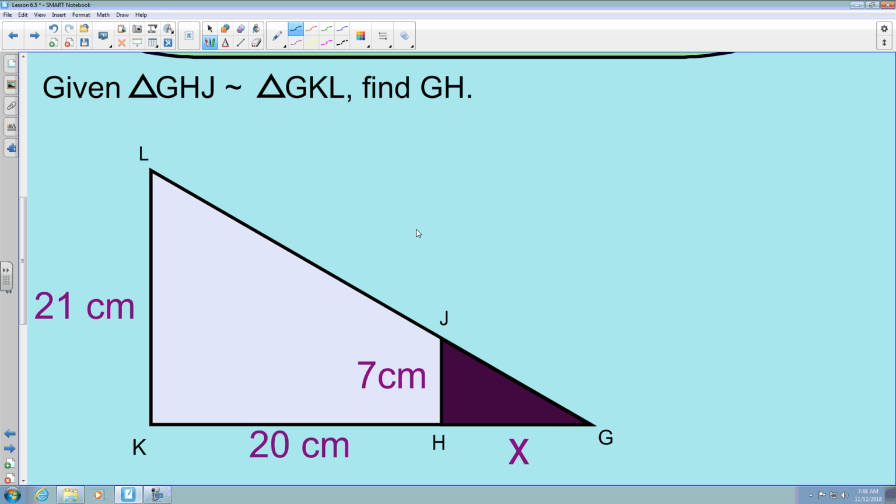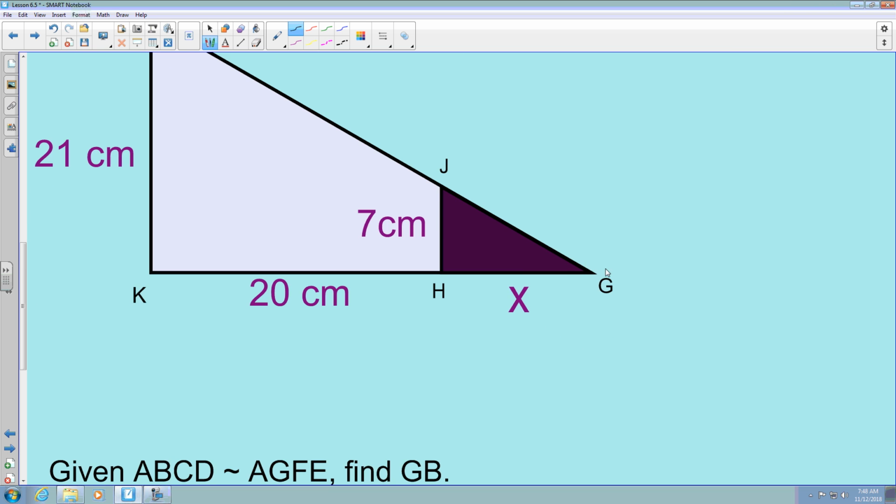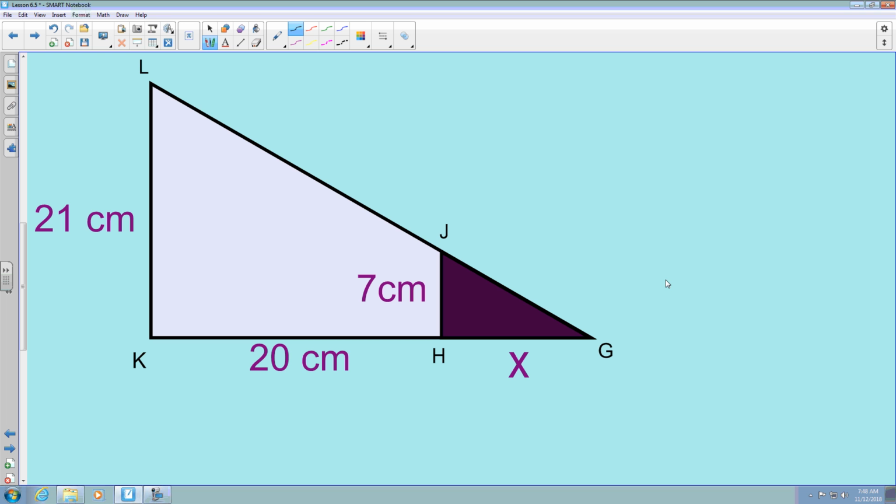Still the same process. So what you could also do is you could certainly break this up into two triangles using the measurements that they have, and then go from there. Or you can keep it in there. You could certainly say, oh, this one here, this one's G, K, L. We know that it's 21 centimeters here.